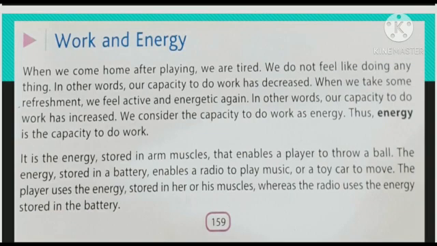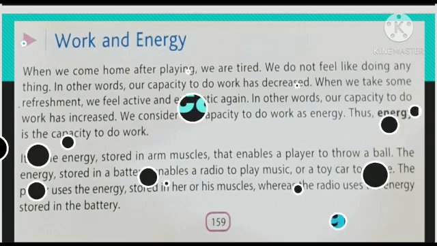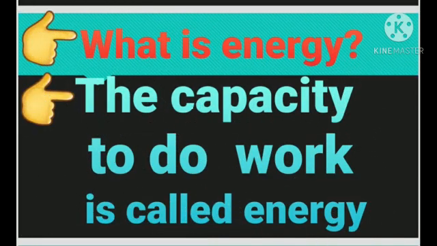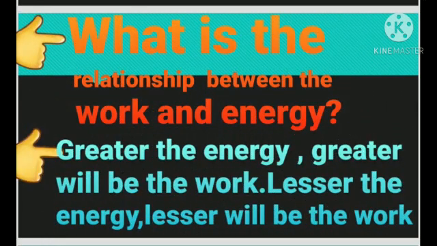Up to now, it is clear to you that the capacity to do work is called energy, or you can say the ability to do work is called energy. If you have greater energy, you can do greater work. If you have lesser energy, you will do lesser work. So, this is the relationship between work and energy. Greater the energy, greater will be the work. Lesser the energy, lesser will be the work.